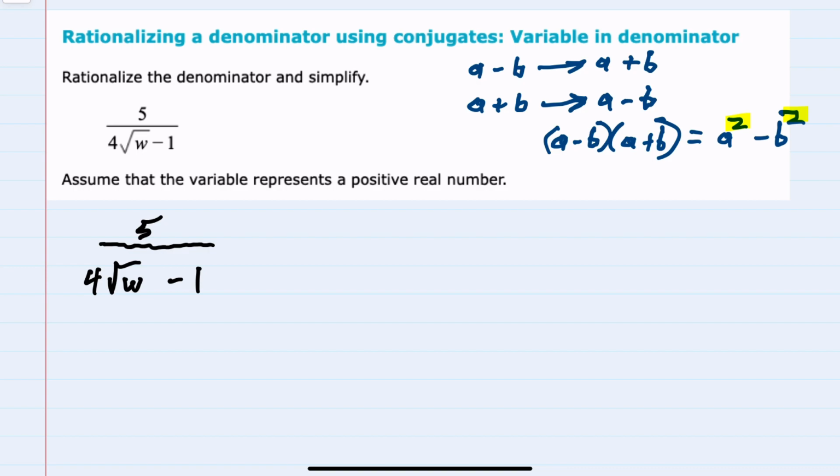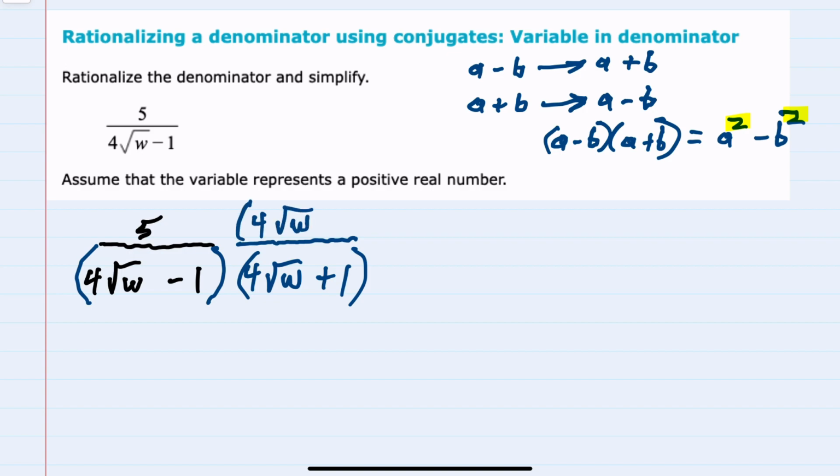So in this example, to rationalize this denominator, I need to multiply the denominator by its conjugate, which would be 4 square roots of w plus 1. And of course, if I multiply the denominator, I must also multiply the numerator by that same value. And here we can multiply straight across on the top and bottom.